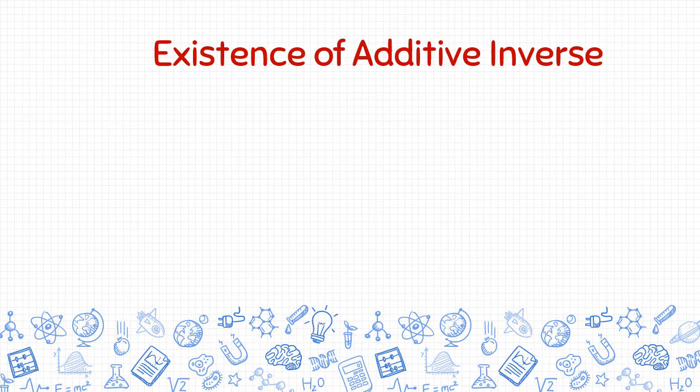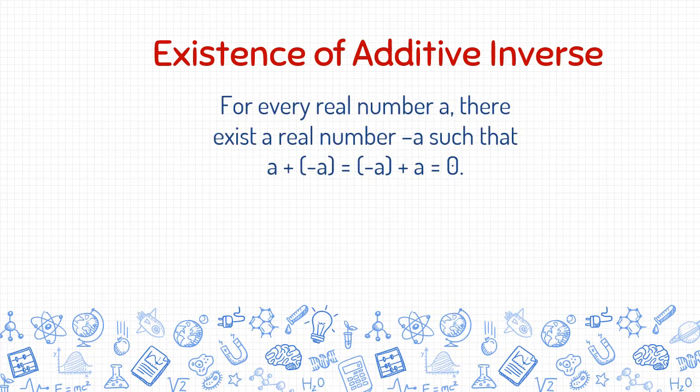Next, let's have the existence of additive inverse. For every real number a, there exists a real number negative a such that a plus negative a is equal to negative a plus a, which is equal to 0. When we say additive inverse, these are the negative numbers. For example, the additive inverse of positive 5 is negative 5. Then the additive inverse of negative 5 is positive 5.